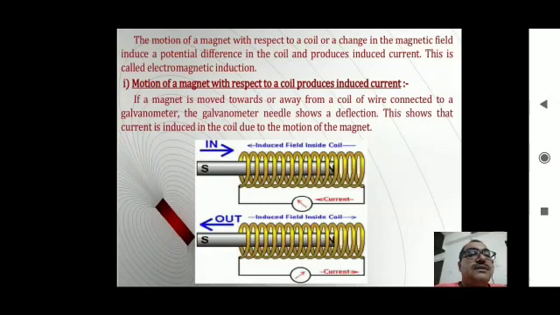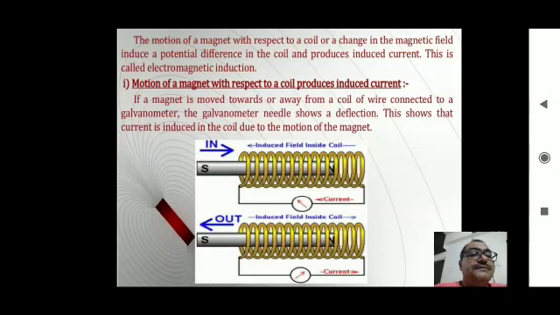So understand the first activity. Motion of a magnet with respect to a coil produces induced current. It means that if a magnet is moved towards or away from the coil of wire connected to the galvanometer, the needle shows a deflection.